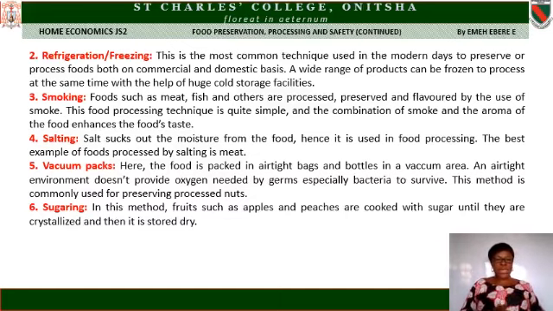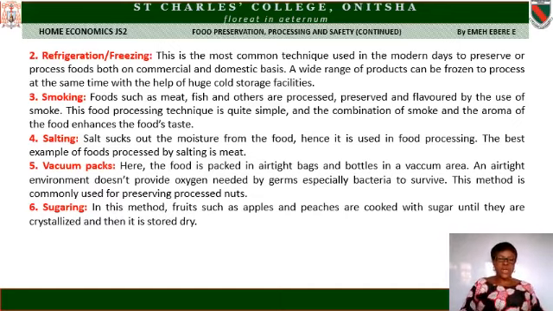Number 5, vacuum packs. These are very necessary for certain foods. The food is put in airtight bags and bottles in a vacuum area. An airtight environment doesn't provide the oxygen needed by germs, especially bacteria, to survive. This method is commonly used for preserving processed nuts. Example, your groundnut. You see some people, after frying groundnuts, they put them in a bottle and cork it. Why do they do that? They prevent air from entering, and the air that carries microorganisms will not have access to it.